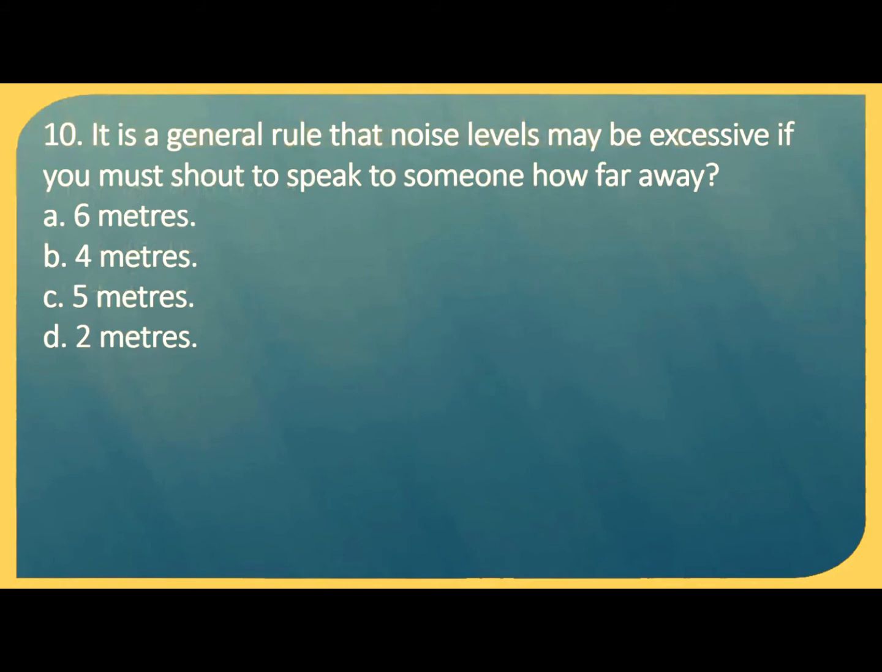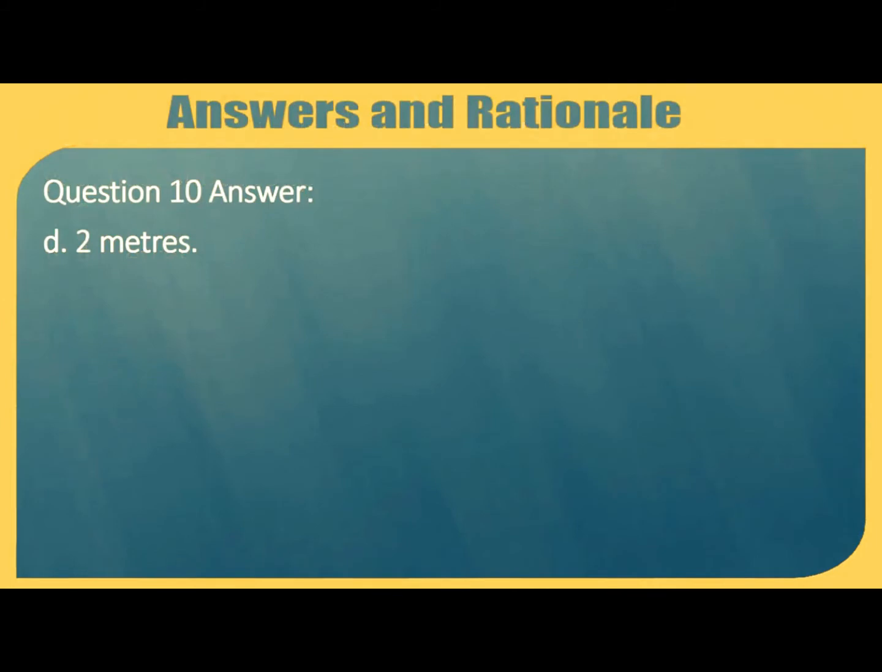Question 10. It is a general rule that noise levels may be excessive if you must shout to speak to someone. How far away? A. 6 meters. B. 4 meters. C. 5 meters. D. 2 meters. Question 10. Answer D. 2 meters.